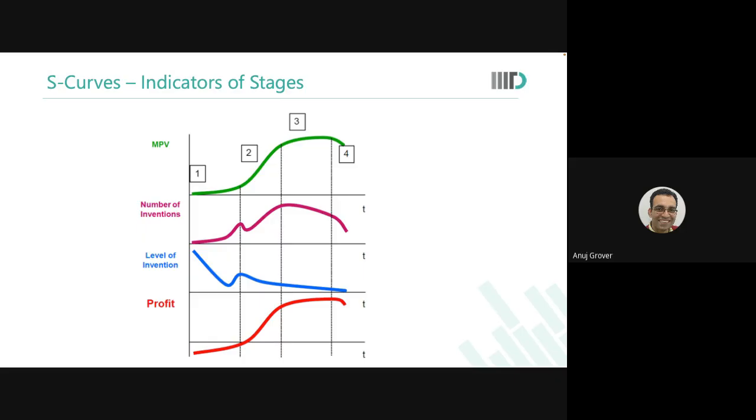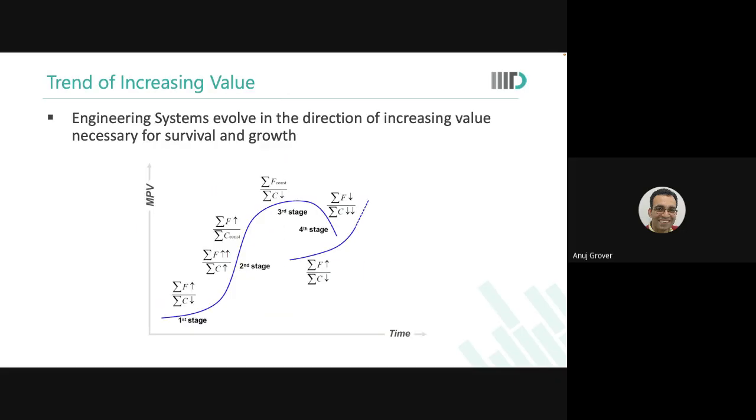And after some time, you see that the number of inventions will fall down. The invention level is already low, and the profitability will also plateau. It was because of this increase in efficiency that you started to see improvement in profits over here. Are you able to see this? So we've already discussed all of this. I'm just taking you through quickly now.